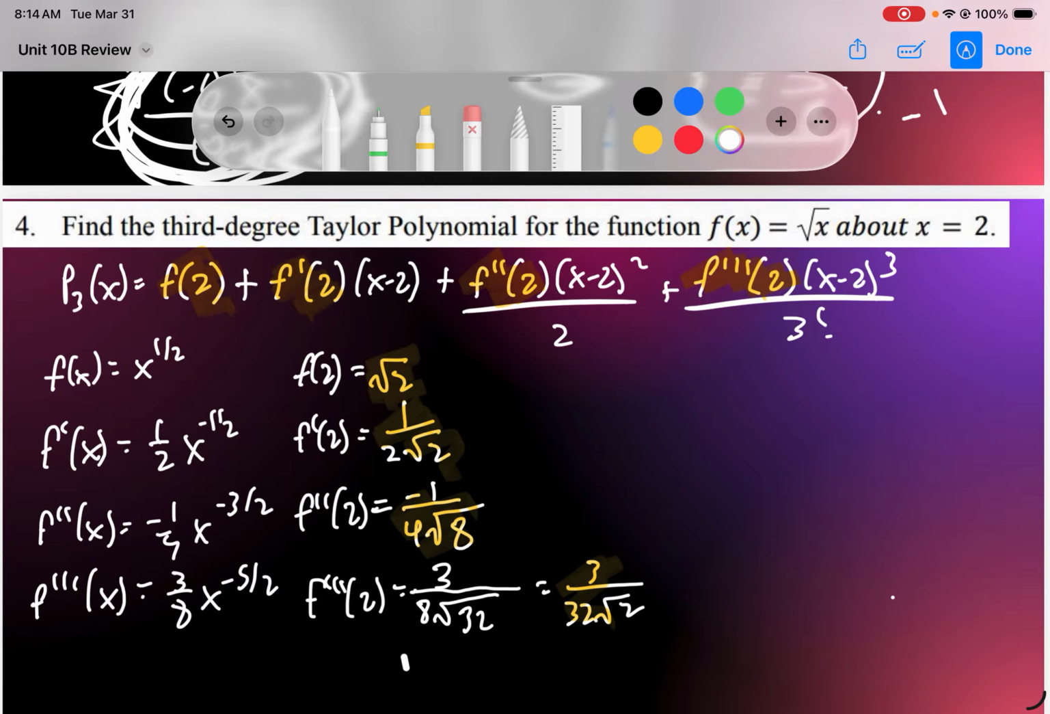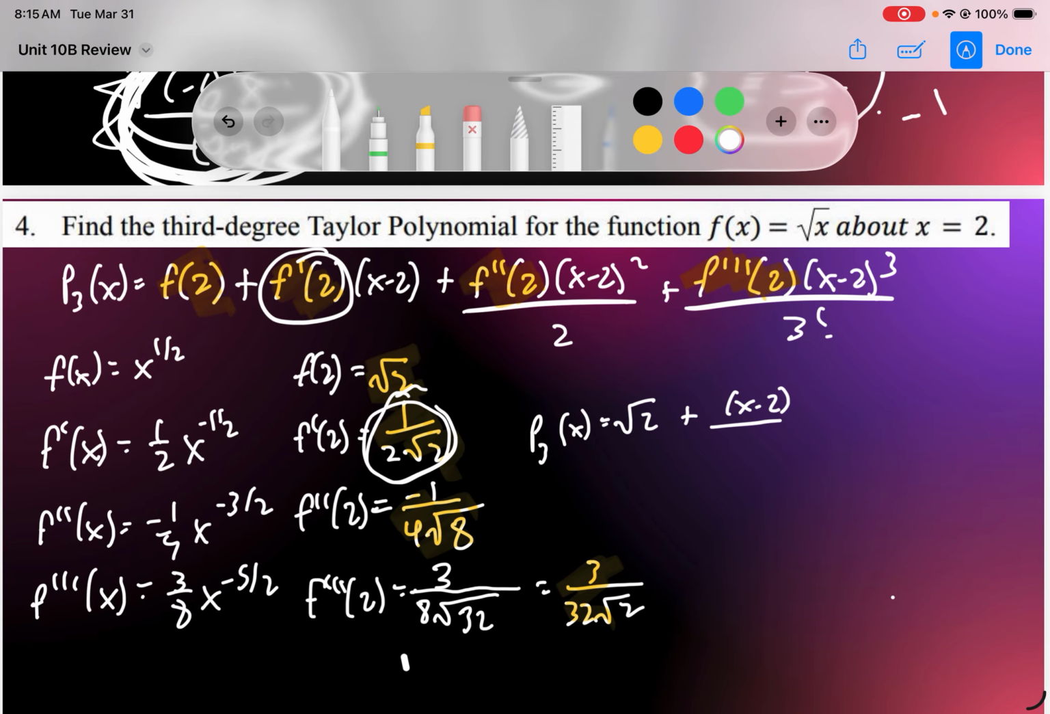All right, so p sub 3 of x is equal to square root 2. And then f prime of 2, so this plugged in right here. So what is that? Plus (x minus 2) over 2 root 2. And then it'd be negative (x minus 2) squared over, I guess I could reduce this, 4 times 2, so 8.